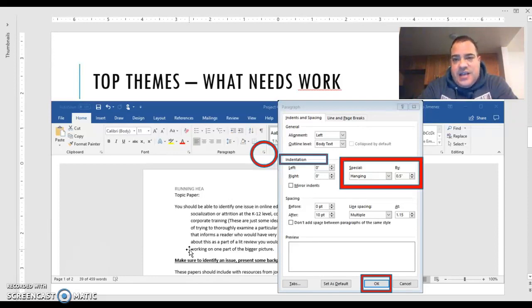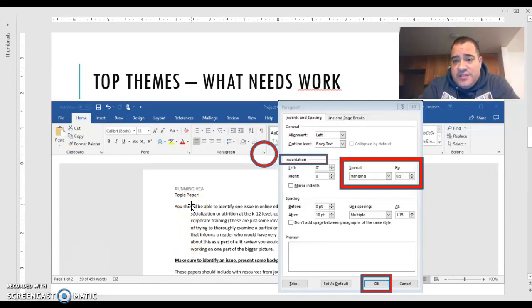Now, this is the exact opposite of what you deal with when you're writing your papers, because typically when you write your normal paragraphs, right, the first sentence is indented about 5 points, 5 spaces, and then the rest of the paragraph is flushed to the left. This is the inverse of that, and that's how your references should work.